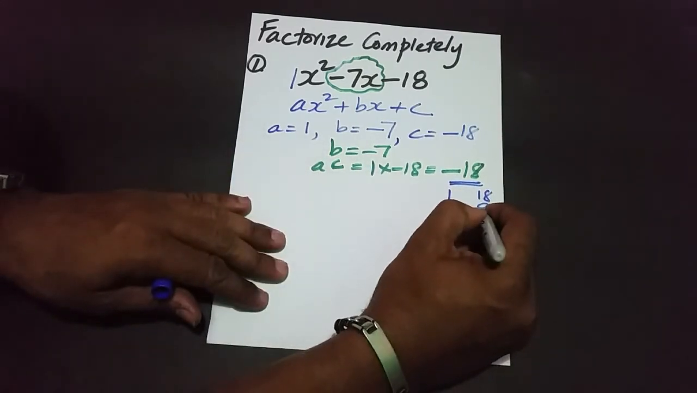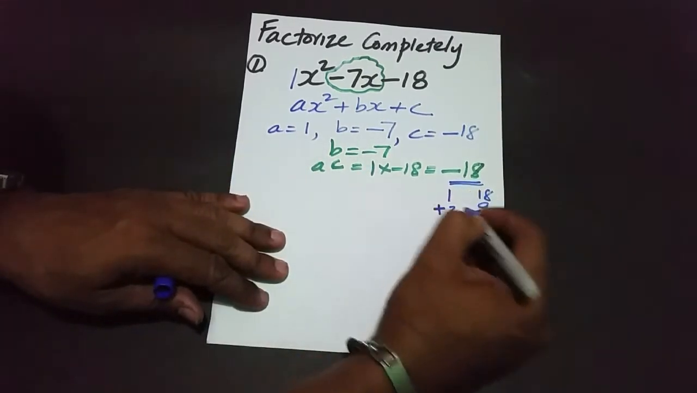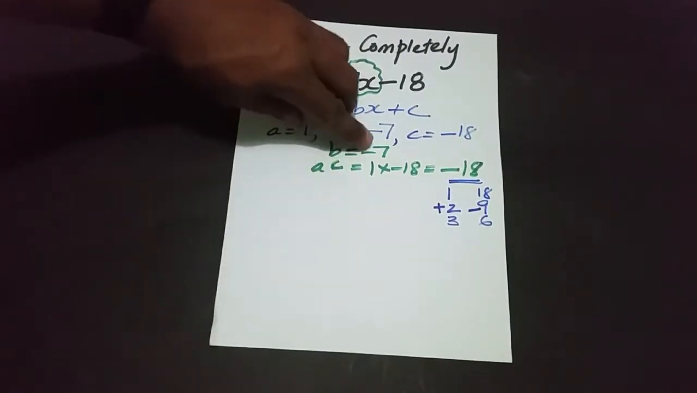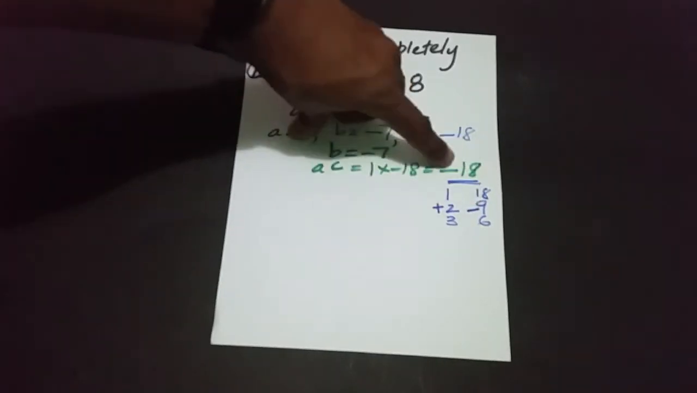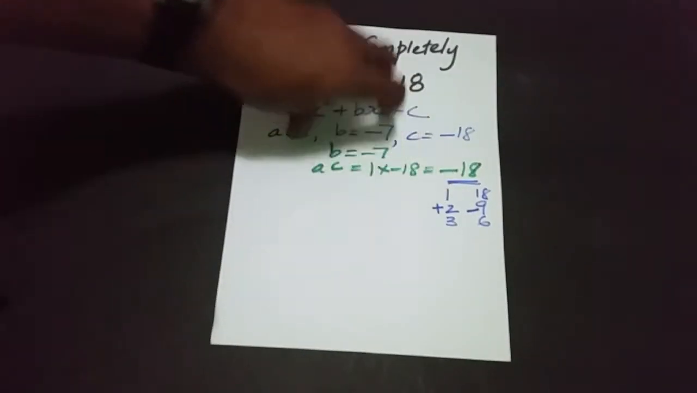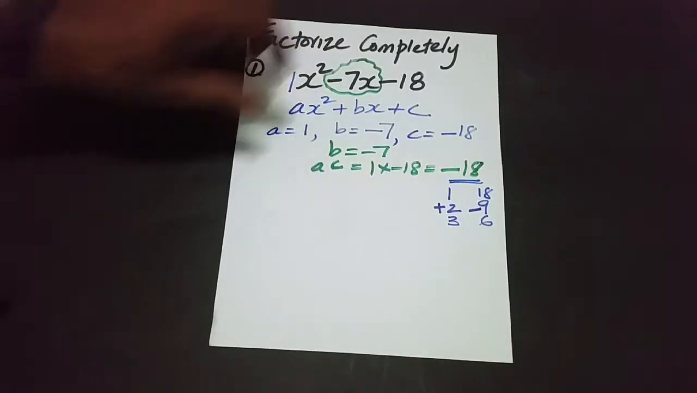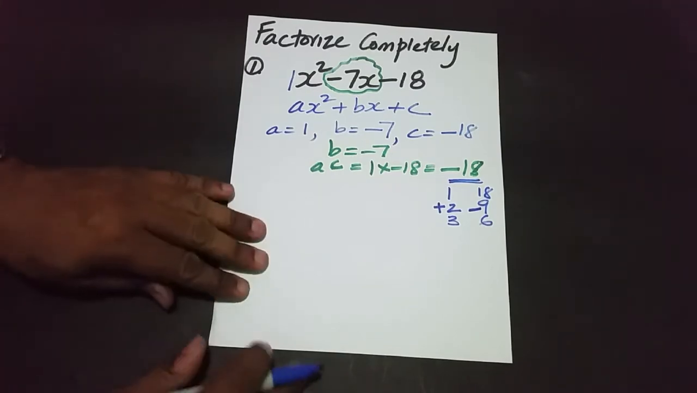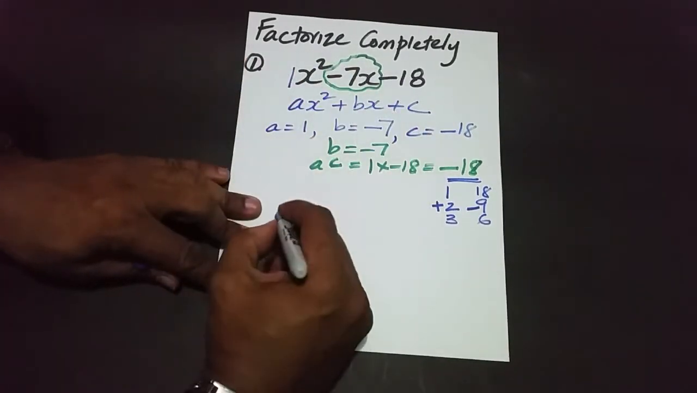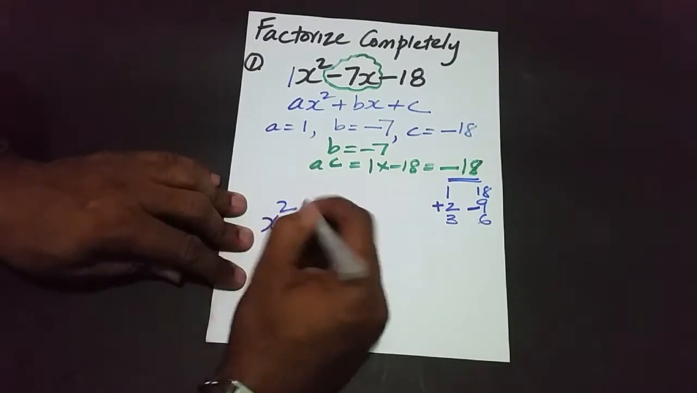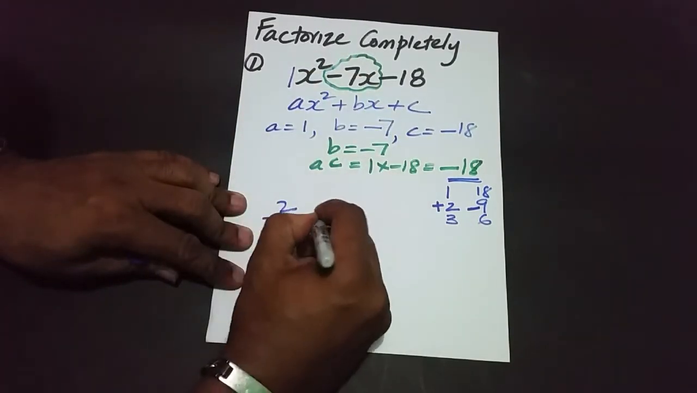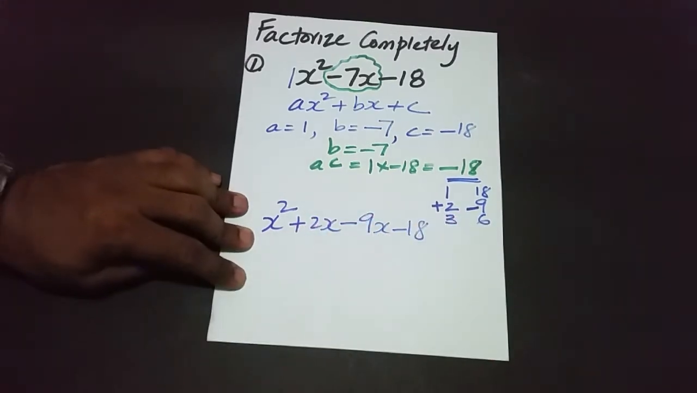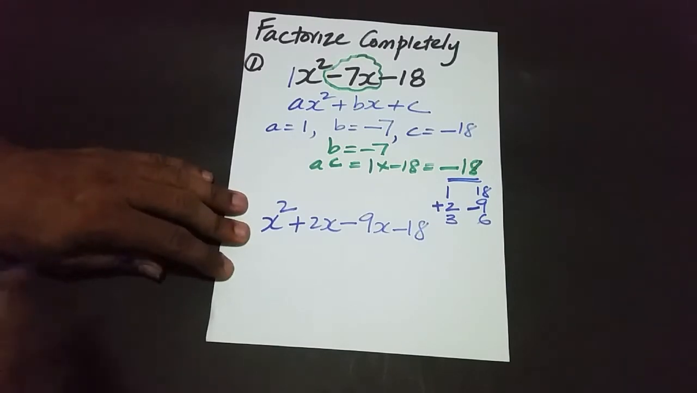So that would simply be negative 9 and positive 2, because when you add negative 9 and positive 2 together, you're going to get negative 7. And then when you multiply positive 2 and negative 9, you're going to get negative 18. So the 2 numbers that we're going to break up negative 7x into would be positive 2x and negative 9x. So therefore, I'm just going to write the expression. And instead of putting back the negative 7x, I'm going to break it up into 2x minus 9x minus 18. And then I'm going to proceed now to factorize by grouping.